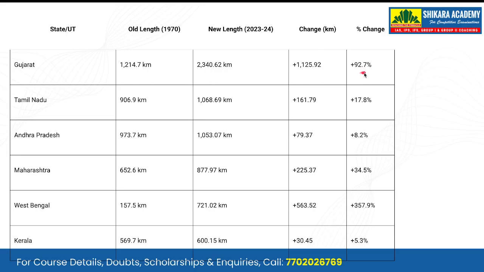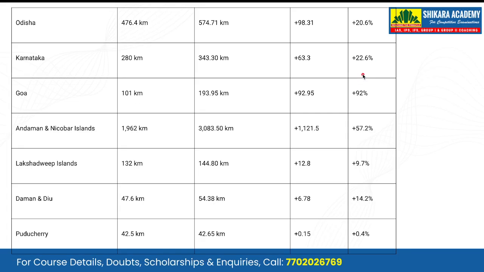We will get MCQs based on this. Highest percentage of change, ascending order, descending order, they will be giving in UPSC examinations or else TSPSC and APPSC prelims. We have to solve these types of questions. For example, in Karnataka, 22% increase. Goa, as we see, 92%. Andaman Nicobar, as we see, 57% increase.